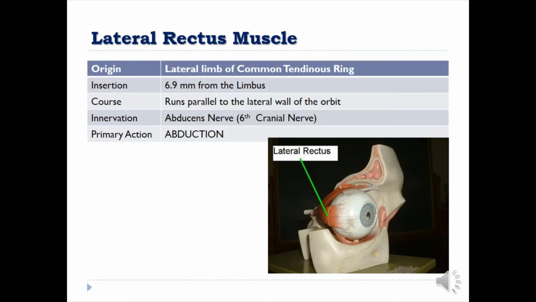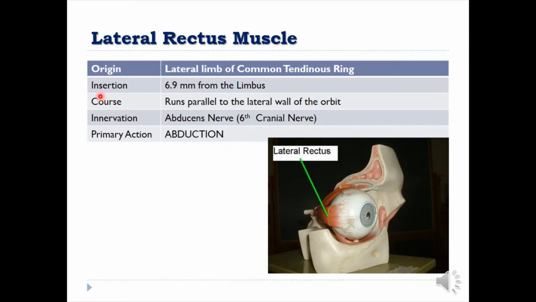Right, so we came to the fourth rectus muscle, that is the lateral rectus muscle. This is the lateral rectus, and this is your nose, so this is the medial side, superior side, and inferior side. It originates again from the common tendinous ring, from the lateral side of the common tendinous ring. Your common tendinous ring is here.